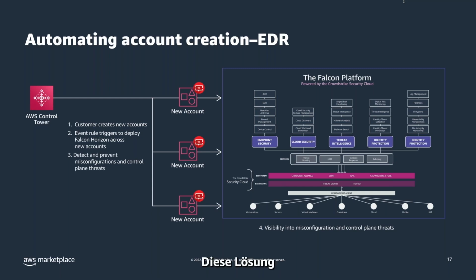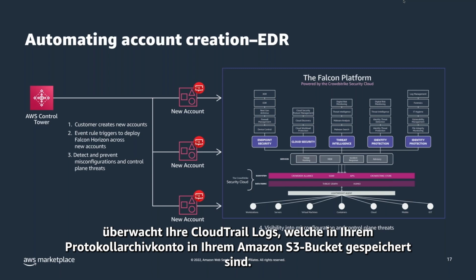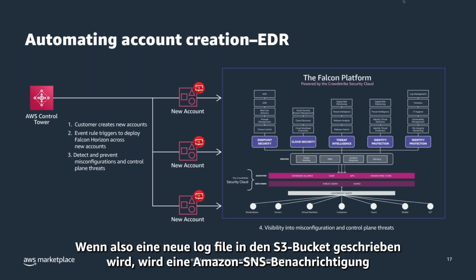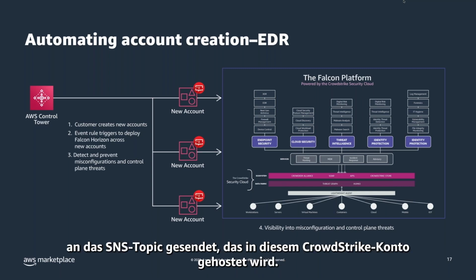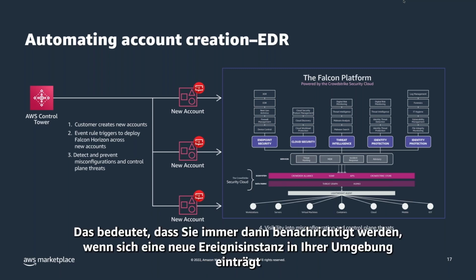This solution monitors your CloudTrail logs stored in your log archive account in your Amazon S3 bucket. So whenever a new log file is written to the S3 bucket, an Amazon SNS notification is sent to the SNS topic hosted in a CrowdStrike account. What it means is that you will get alerted whenever a new AWS instance is enrolled in your environment.